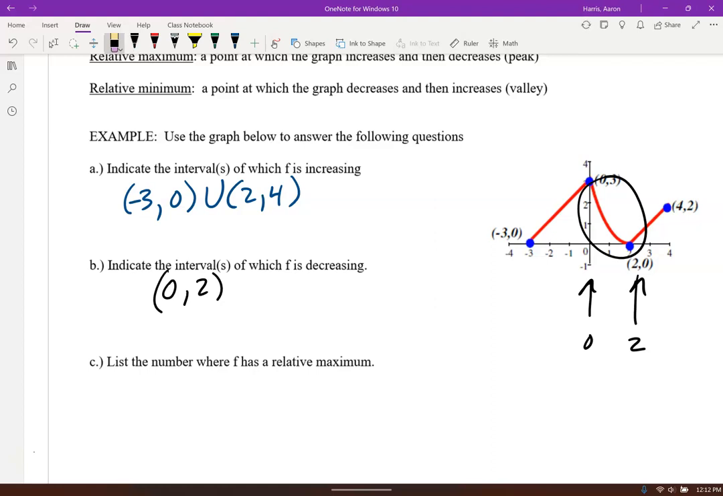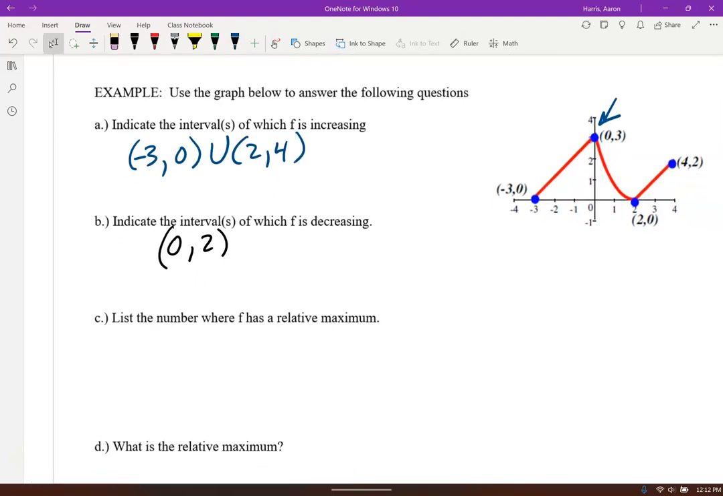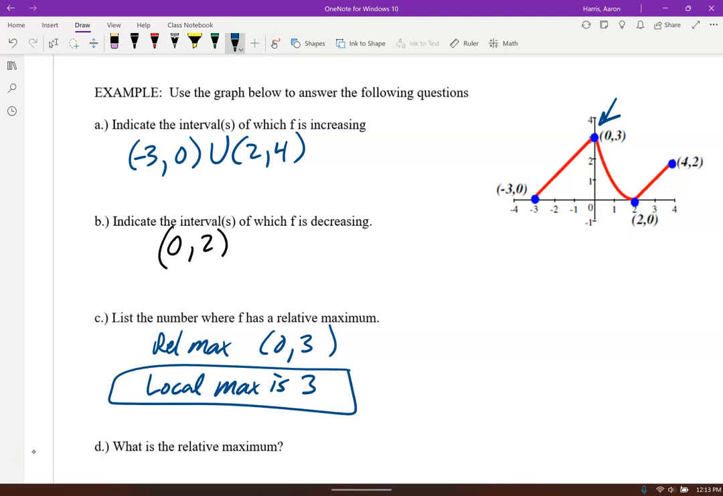Now, where does this have a relative maximum? Relative max. So the highest point in the area is right there. So that point right there, (0, 3), is the relative max. So what we say is, the local max is the same thing, is 3. It's the functional value, the y value there. Highest or lowest is referring to the y values.